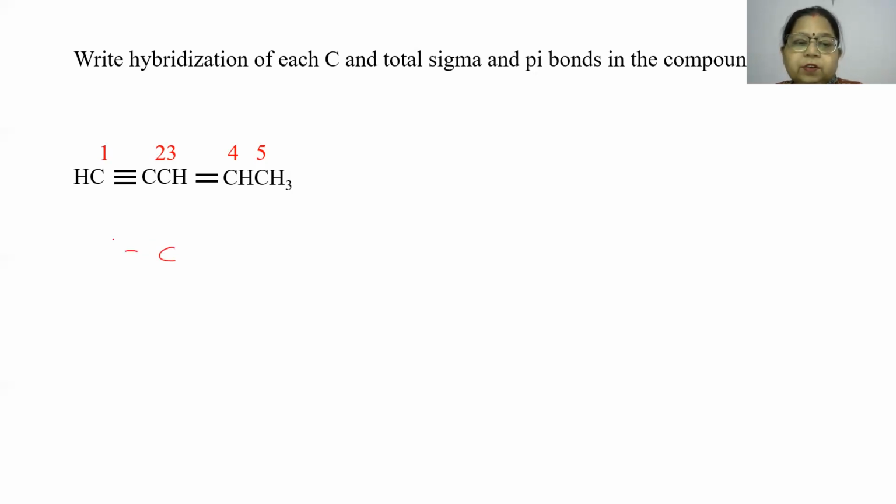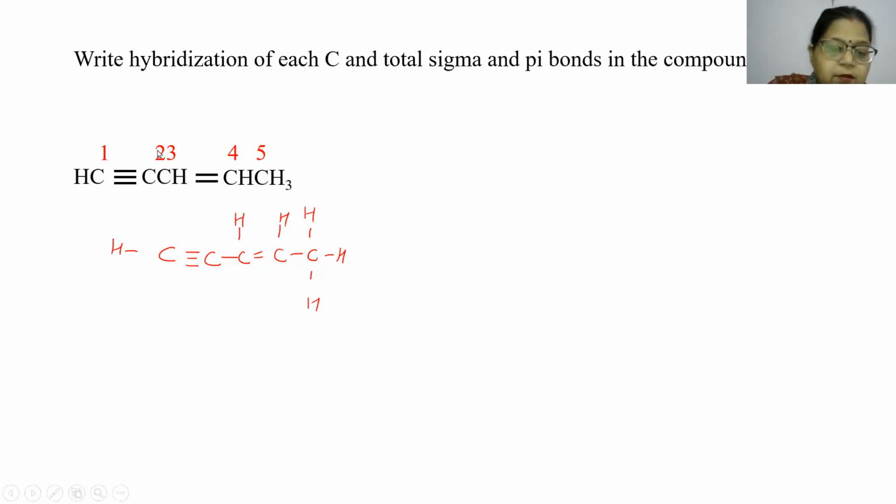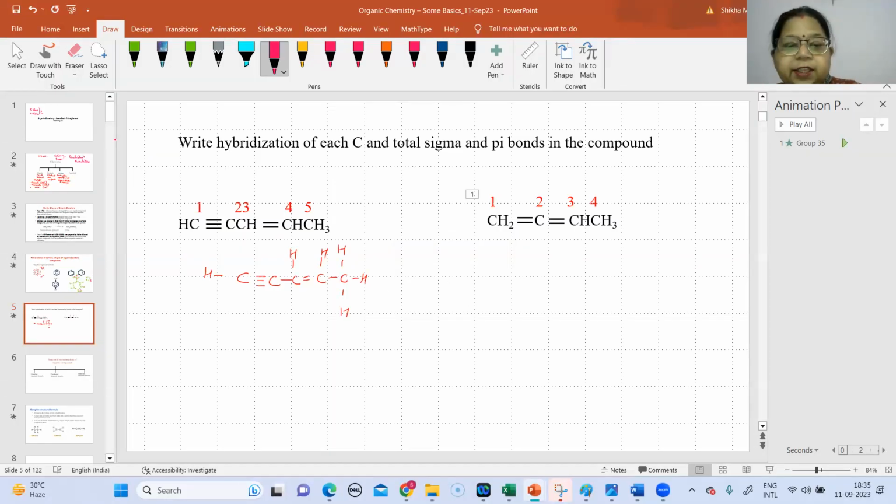So I will draw the CH, triple bond C, then CH, then double bond CH, CH3. Is it clear how I have drawn this? Clear, Ritika? Yes, ma'am. Okay. Now then it becomes easy.